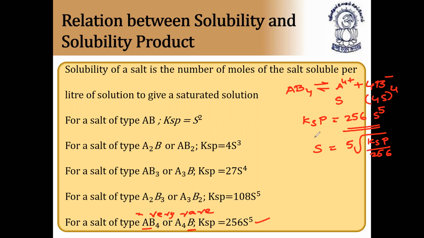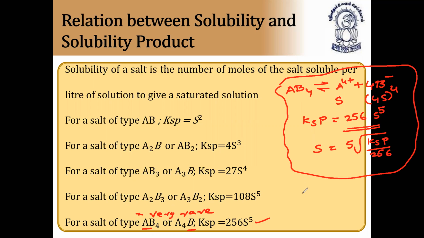And A4B is also the same, reverse of this. So you'll get this type of salts. These salts are very rare. If you want to take an example, you can take stannous chloride, SnCl4. Stannous chloride dissociates to form Sn plus 4 plus 4Cl minus. Usually they are not stable.